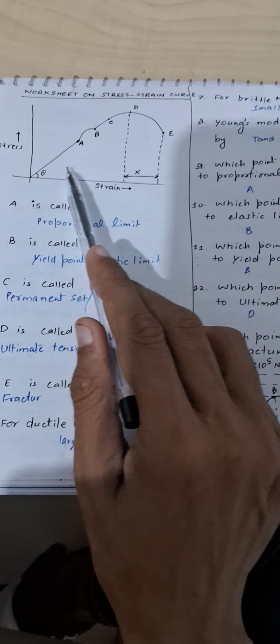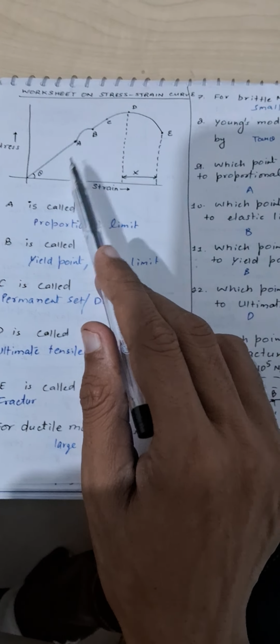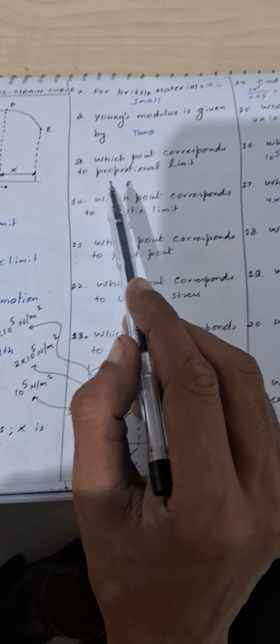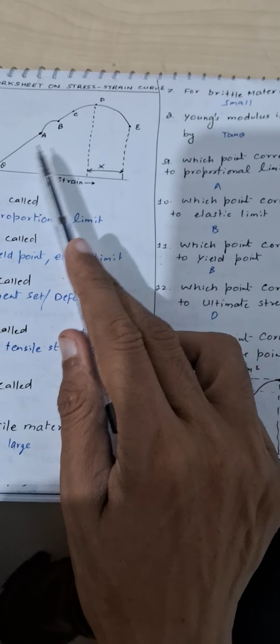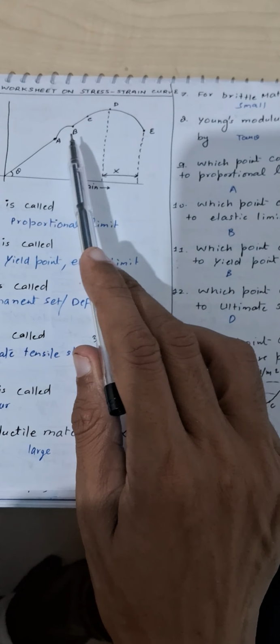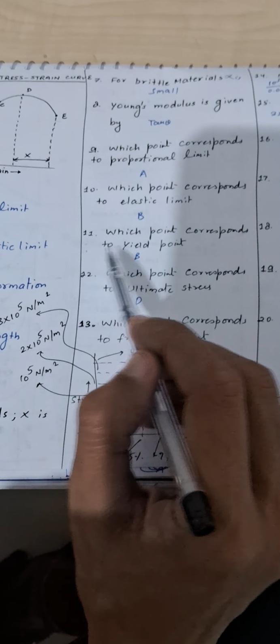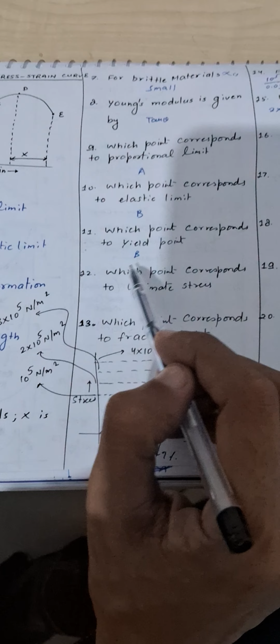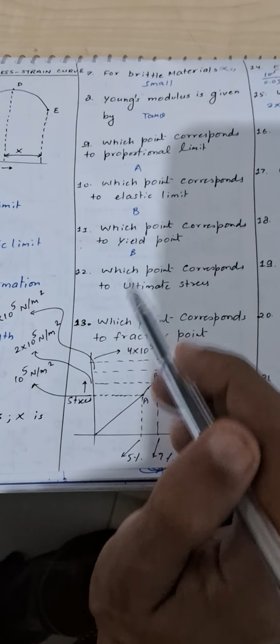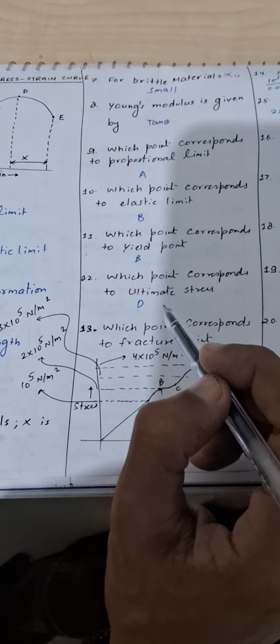Young's modulus is given by the slope of the graph in the proportional limit, which equals tan theta. Which point corresponds to the proportional limit? It is A, because the graph is a straight line over here. Next, which point corresponds to the elastic limit? It is given by B. Which point corresponds to the yield point? Elastic limit and yield point are the same thing, so it is also B. Which point corresponds to ultimate stress? It is point D.